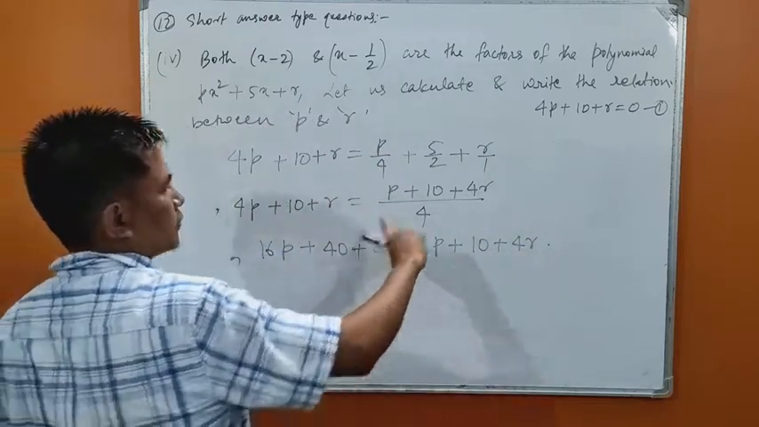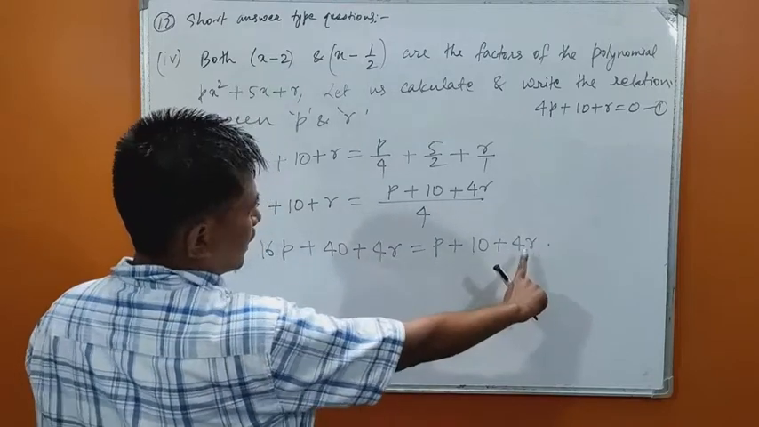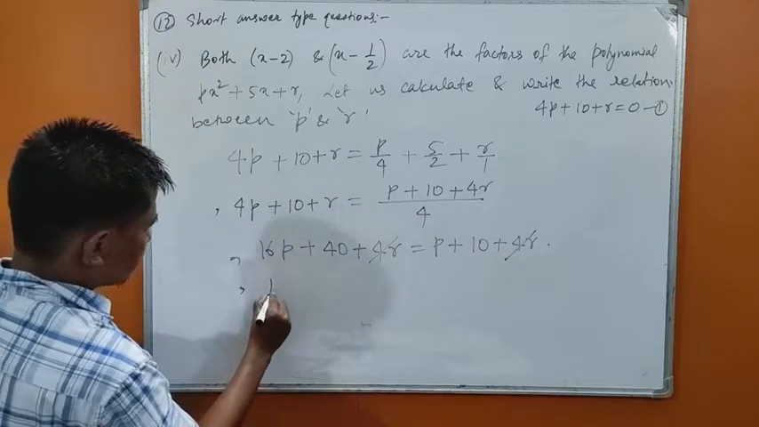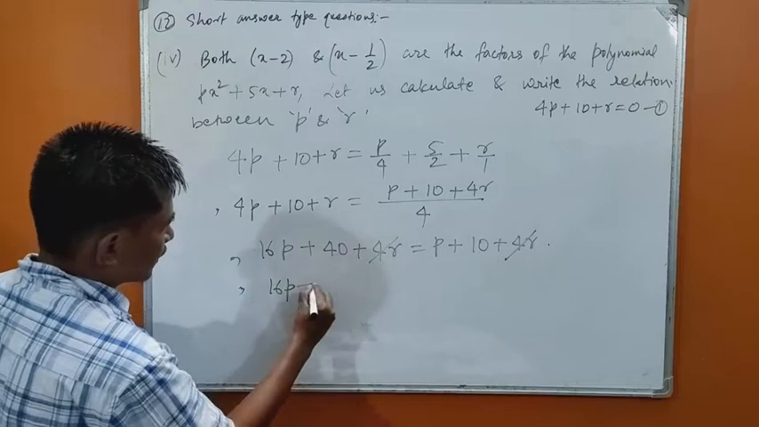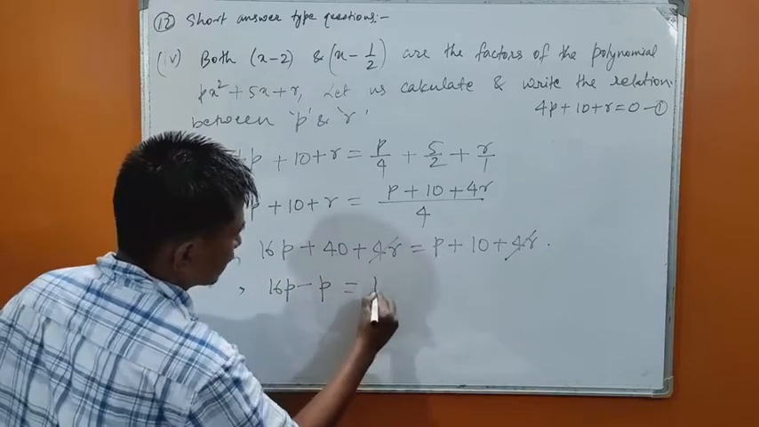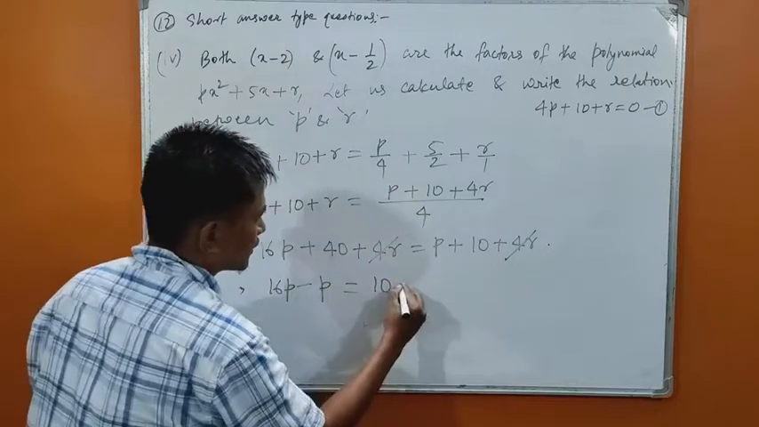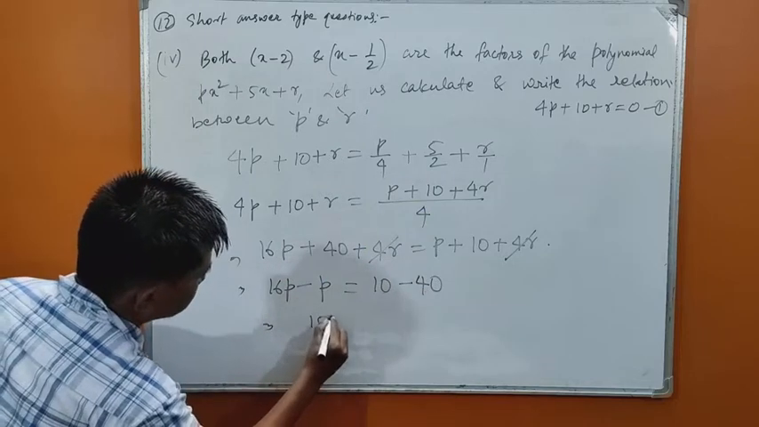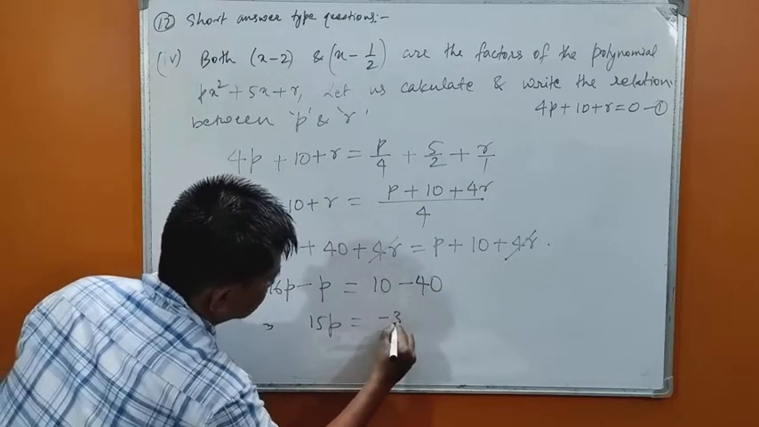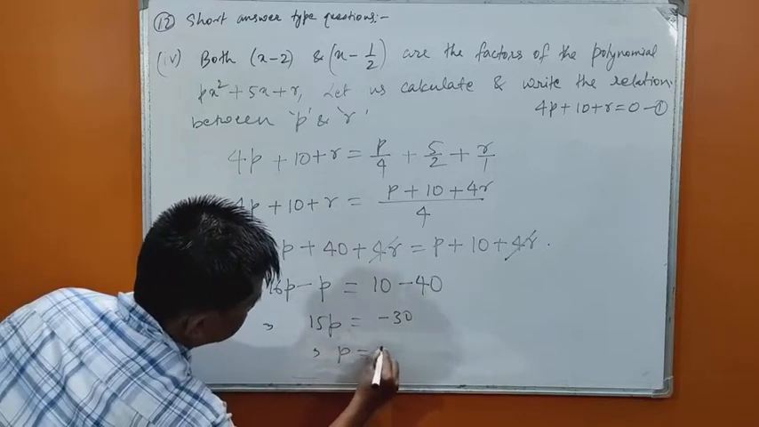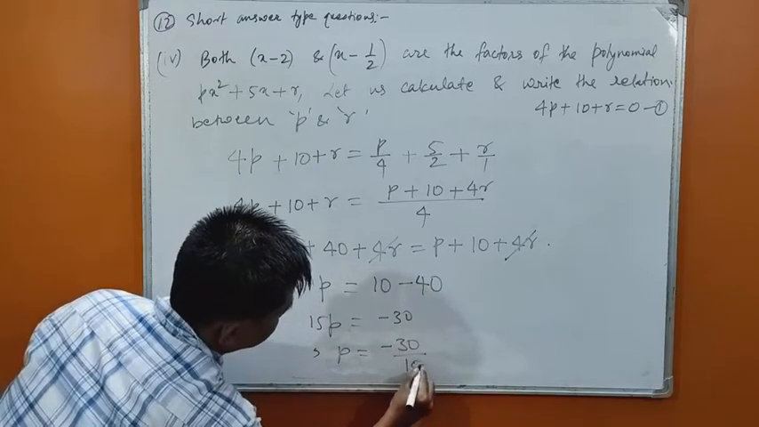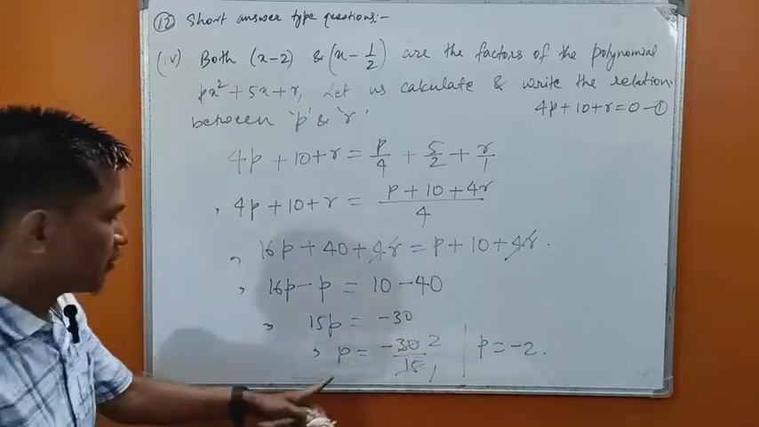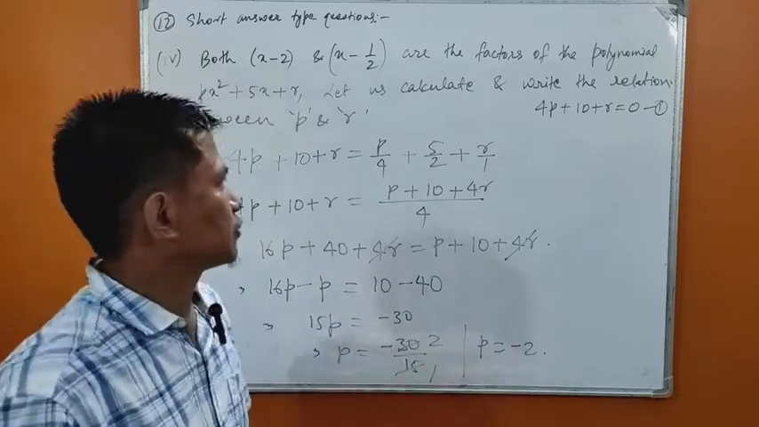So this plus 4r, if you take to the right hand side, becomes minus 4r, and this minus 4r and plus 4r can be cancelled. So let us cancel here. Now we have 16p plus p, let us bring to the left hand side, becomes minus p. In the right hand side we have 10, let us take this plus 40 to the right hand side, it becomes minus 40. 16p minus p is 15p, isn't it? 10 minus 40 is minus 30. So p equals minus 30 upon 15. That means 15 times 2 is 30, so p equals minus 2. We got the value of p. The value of p is minus 2, isn't it?